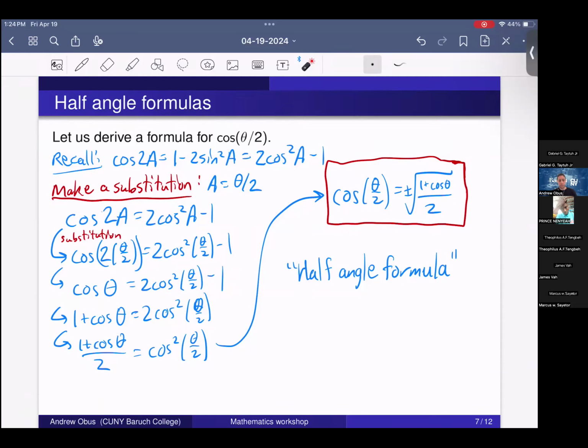The question I'm asking is, why are you sending 1 across? You send 1 across because you want to make cos theta over 2 the subject. I'm not sure you understand. Prince, do you still have the question? The point is we're trying to get cos theta over 2 by itself. That's why we have to send the 1 across.